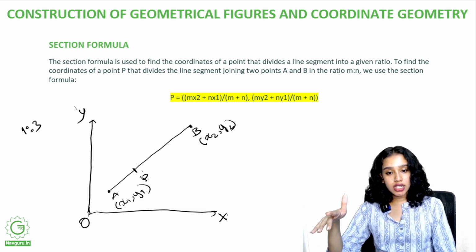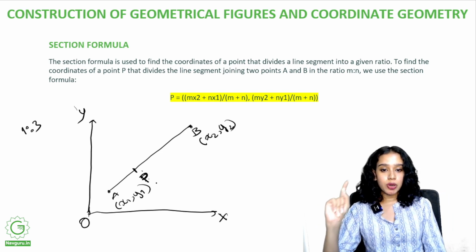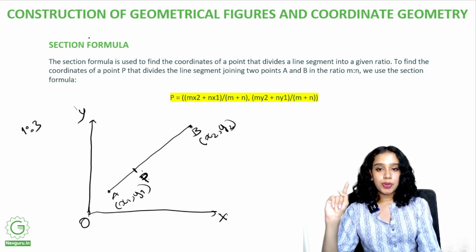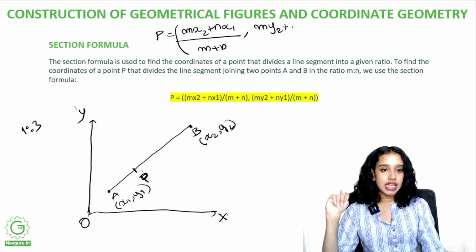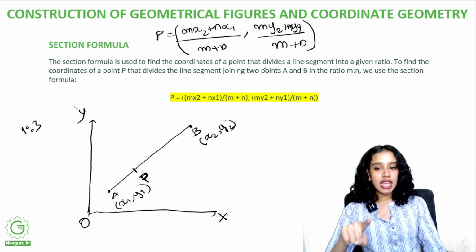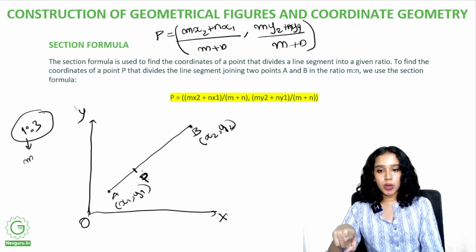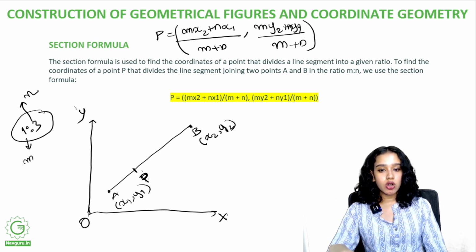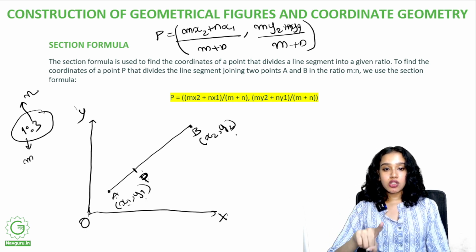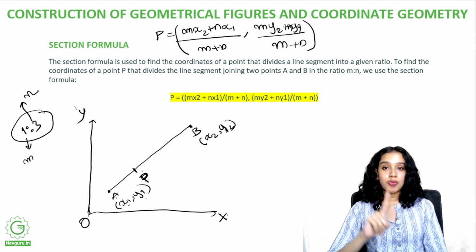So how do we find the coordinate of the point P? To find the coordinate of the point P, we have an equation saying that P is equal to (mx2 plus nx1) divided by (m plus n). This is the x coordinate, and we have (my2 plus ny1) by (m plus n). What do we have? So what is m and n? In case of this, m is equal to 1 and n is equal to 3. The ratio which is dividing it, it's m and n. And we have x1, the x coordinate of point A, y1, the y coordinate of point A, x2, the x coordinate of point B, and y2, the y coordinate of point B.